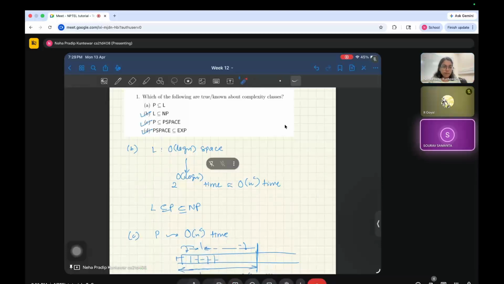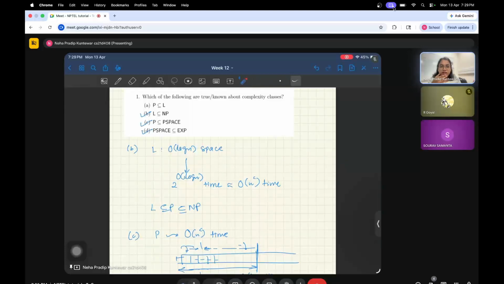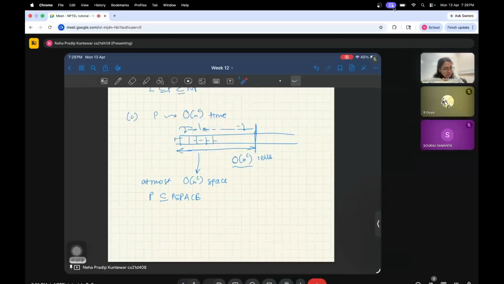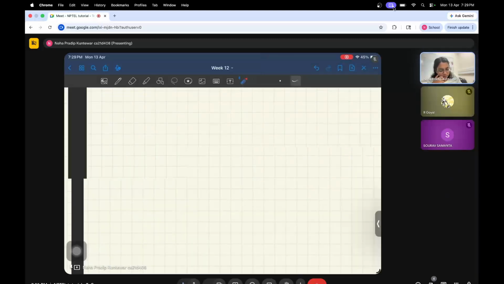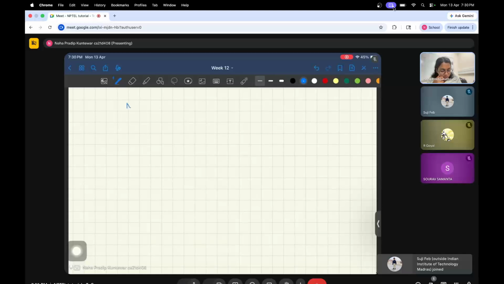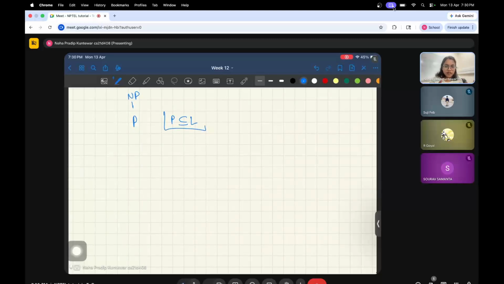Ma'am, why is it not possible that NP is a subset of L? Okay, yes. So what that would mean is that... first observe that P is contained in NP, right? If there is a difficulty in showing that P is a subset of L, then showing that a larger set is a subset of L is even harder, right?